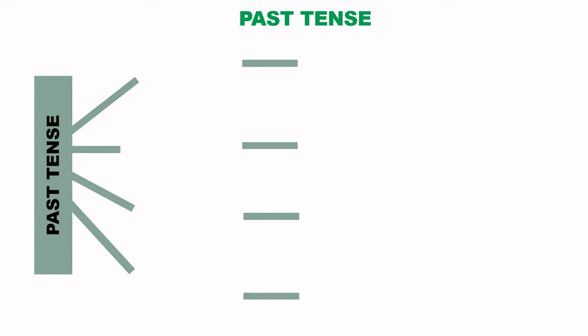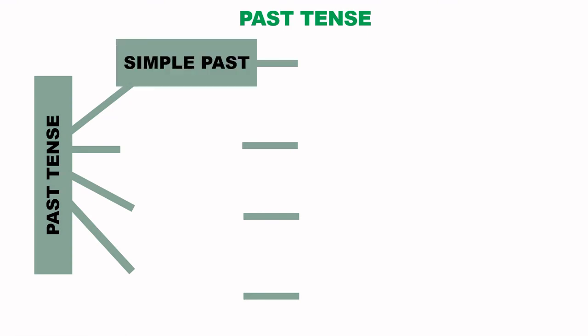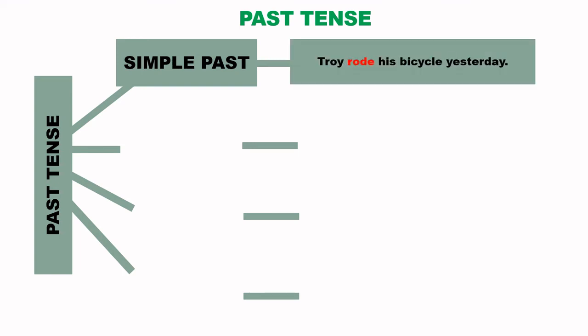The past tense. Simple past tense describes something that happened in the past. For example, Troy rode his bicycle yesterday.